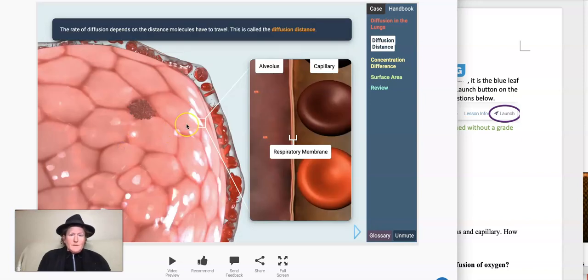So let's talk about diffusion distance. The rate of diffusion depends on the distance molecules have to travel. This is called diffusion distance. So there's 2 membranes here. There's the membrane for the alveolus, that's your lungs, and the membrane for the capillary.